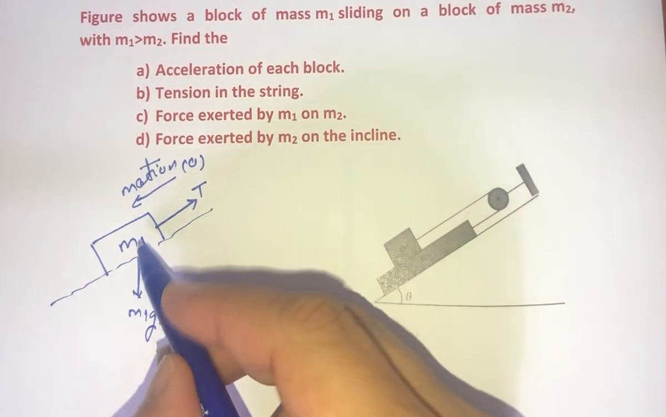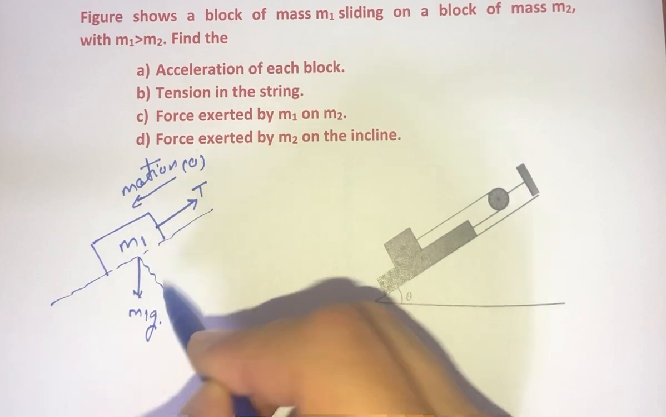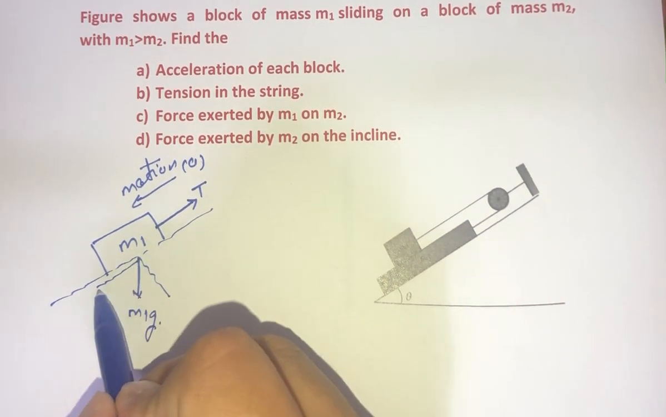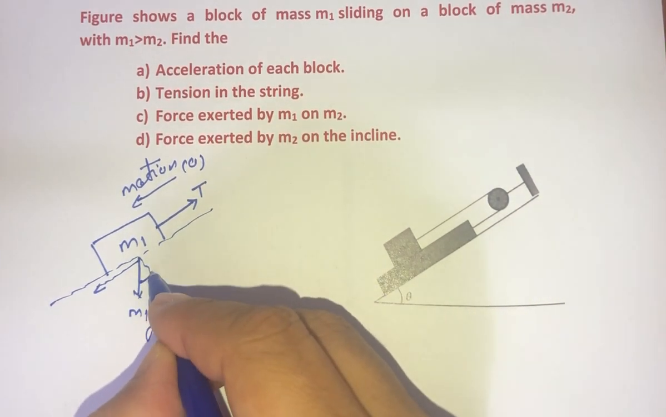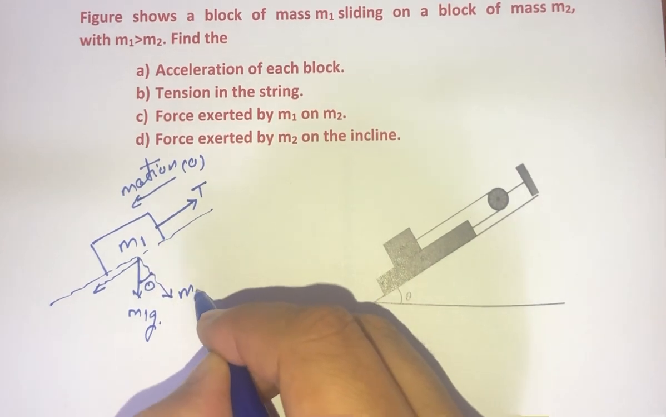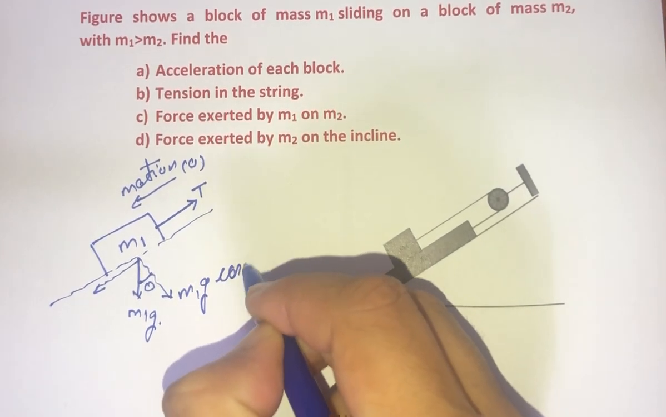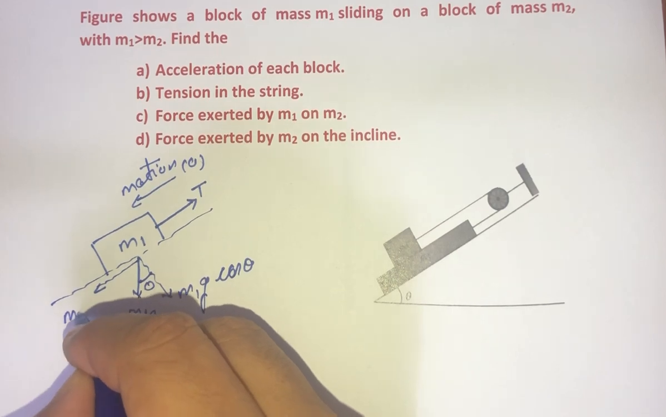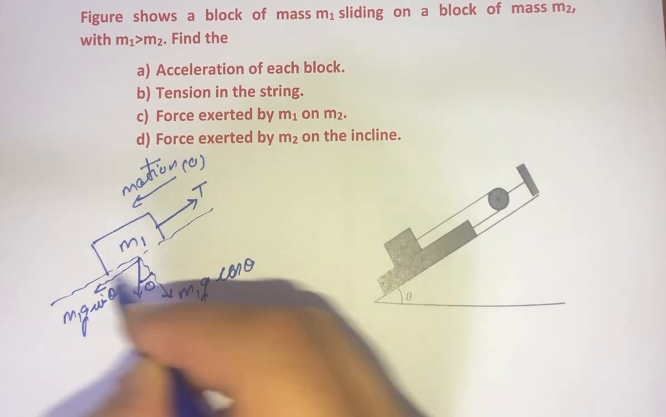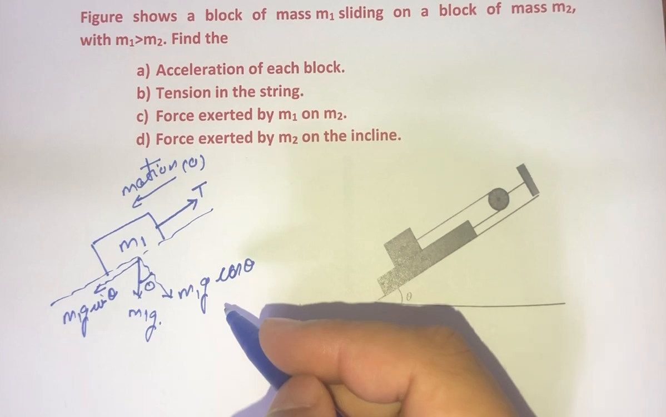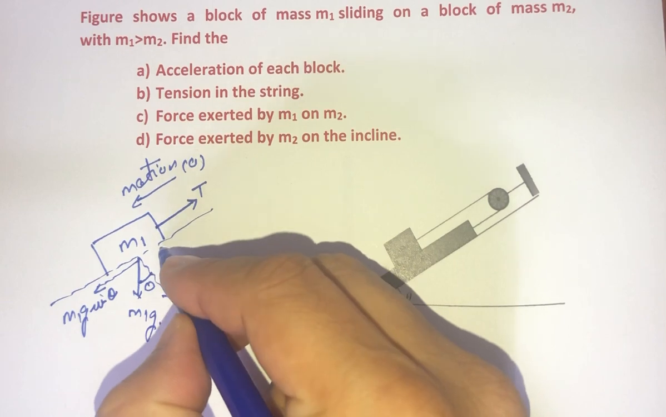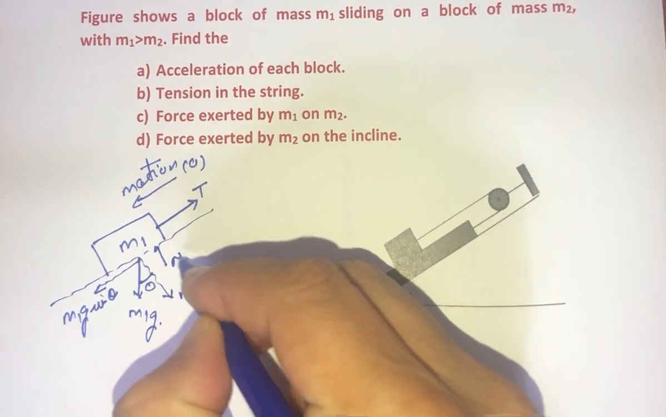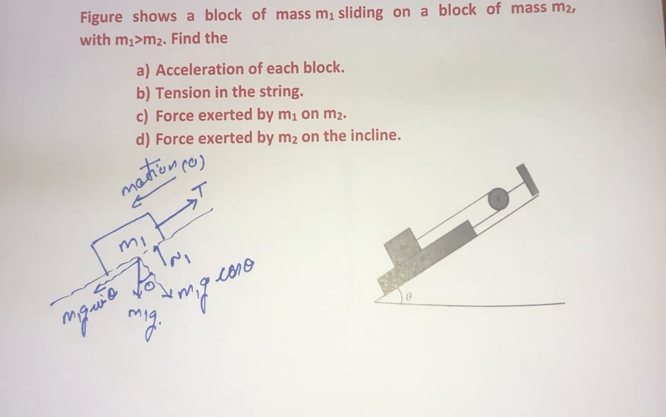This m1g can be divided into two components. This will be angle theta. We are going to have m1g cos theta, and this will be m1g sin theta. Next, there will be a normal, and let us denote it by n1. So these are the various forces acting on the mass m1.